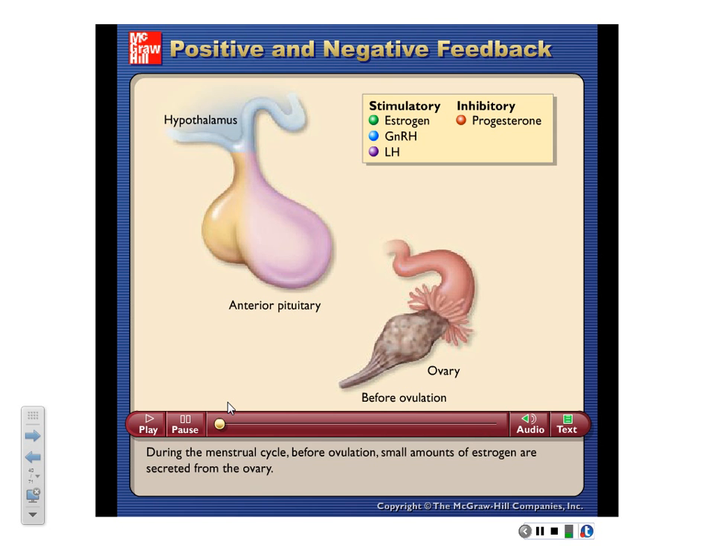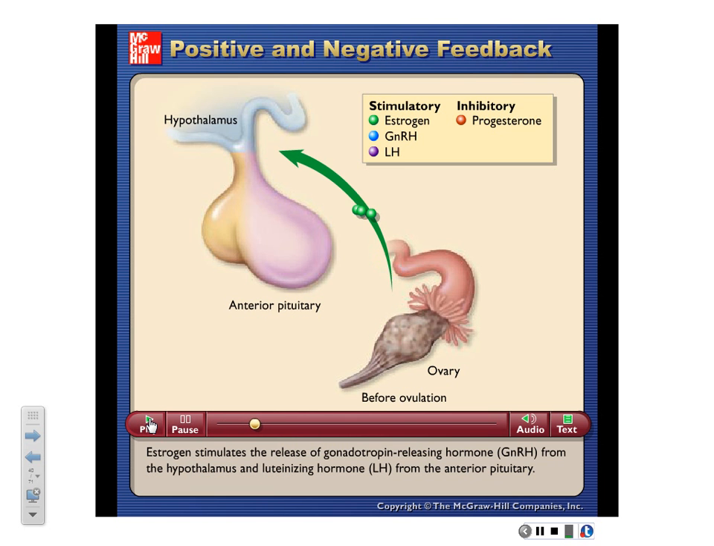All right? So we got this little cartoon here. It's just talking about positive and negative feedback.